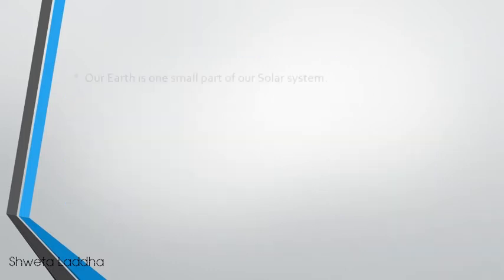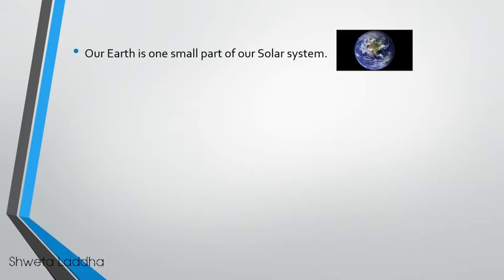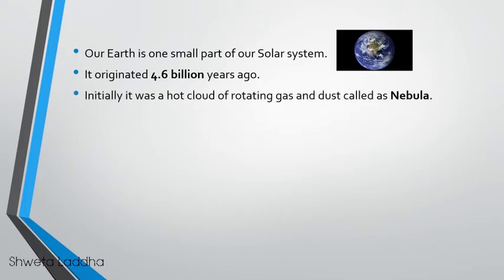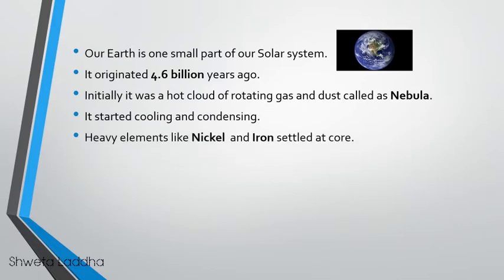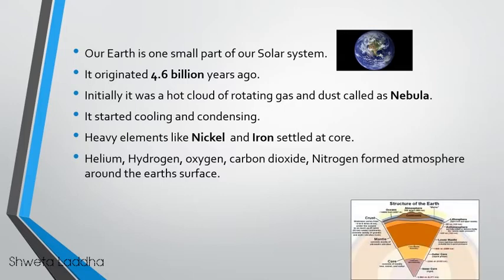From this solar system, if we talk about Earth, it is a very small part of the large solar system. So you can imagine how small Earth is in the galaxies. It originated 4.6 billion years ago. Initially, it was a hot cloud of rotating gas and dust called as nebula. It started cooling and condensing. Heavy elements like nickel and iron started settling towards the core, but helium, hydrogen, oxygen, carbon dioxide, nitrogen form atmosphere around the Earth's surface.